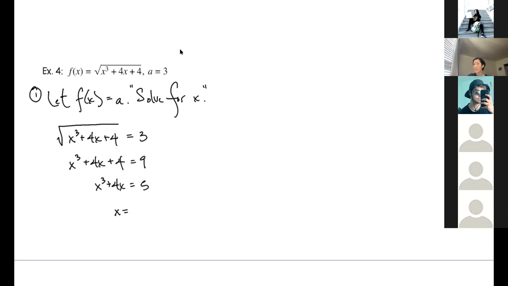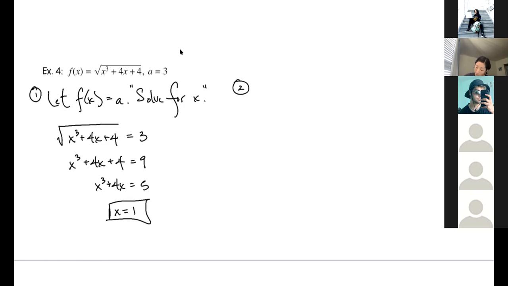Play around with some nice numbers. Whoa, already done. And think about what x could be to make this a true statement. Very nice. x equals 1, right? Because 1 cubed is 1, plus 4 times 1 is 4. So 1 plus 4 gives us 5. I know, right? Okay, so that's step 1. You're going to let f of x equal a, and you're going to solve for x.